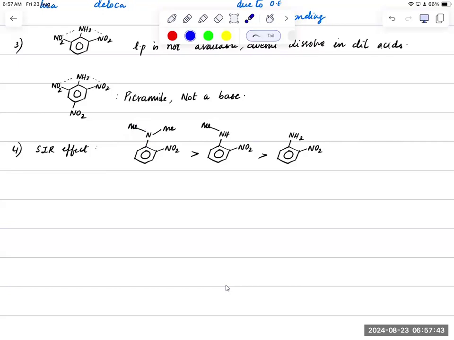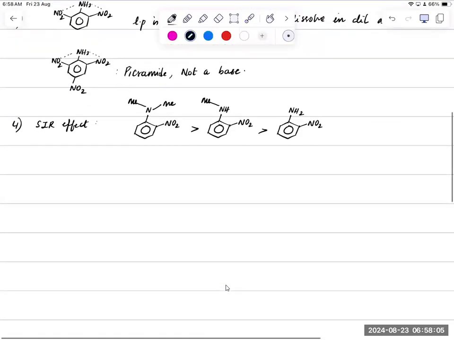So whenever you think about SIR effect, you should always remember that there should be some group on nitrogen. If there is no group here on nitrogen, please do not apply SIR effect. Simple. Okay. Only if there is some group on that, apply SIR effect on it.